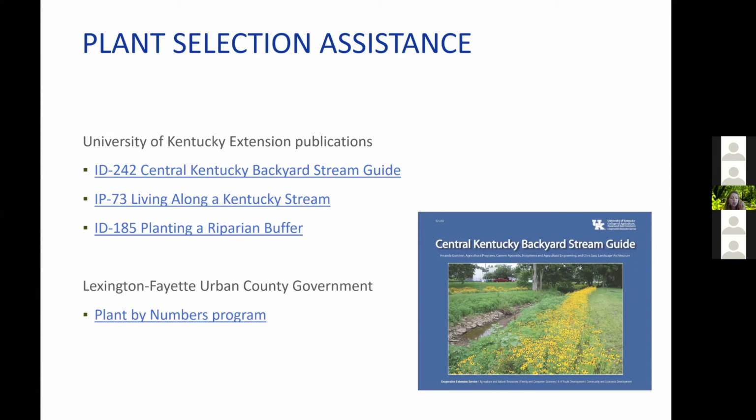And then I would also say that the Lexington Fayette Urban County government created a Plant by Numbers program, and it's open to anyone. It's on their website and you can look at the resources they have. And there are plant lists based on light, so if you have a shady spot or if you have a really sunny spot, and also by moisture regime. So if you have an area that's more of a wetland, or if you have an area that's a little drier, they can help you select plants.